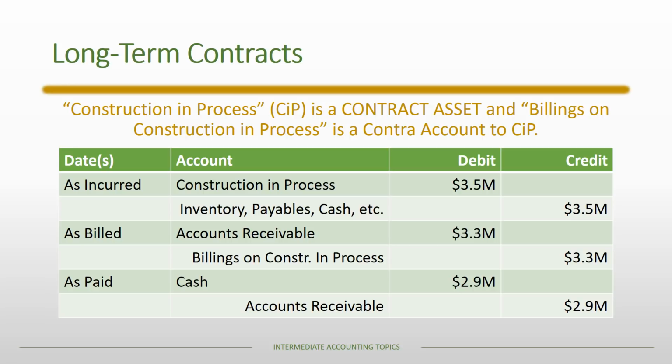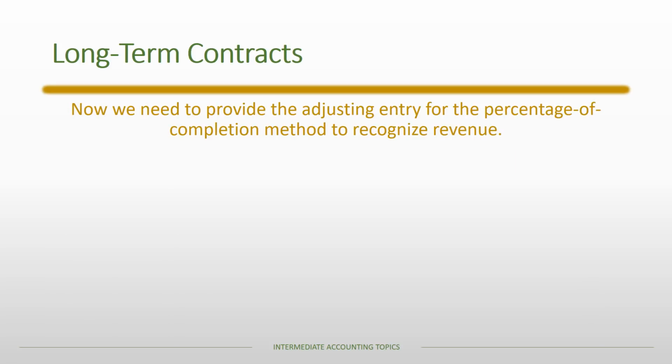So because those two together give you a net contract asset. All right, so now there's an adjusting entry that we need to do at the end of the year in order to account for the percentage of completion method. And again, this is the idea that we're creating financial statements. We want to recognize revenue based on a partial completion of the project using the percentage of completion method.